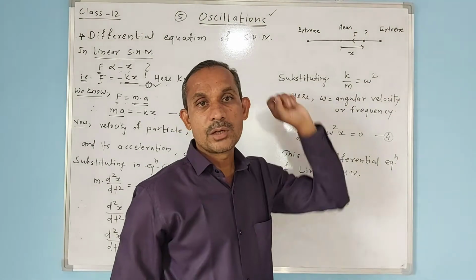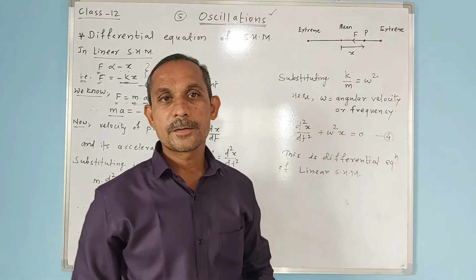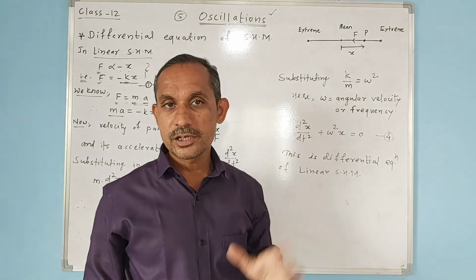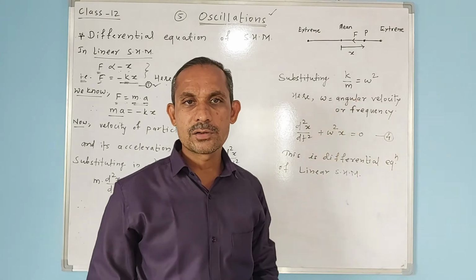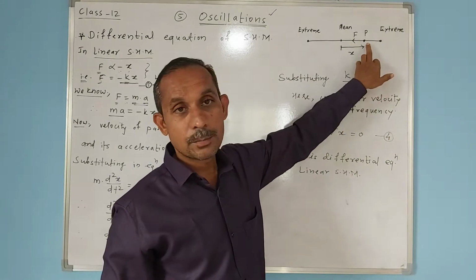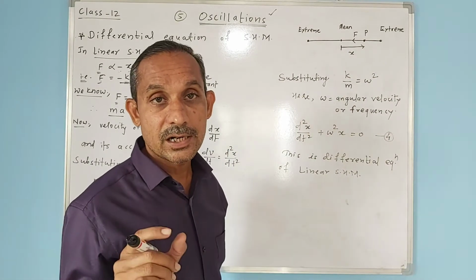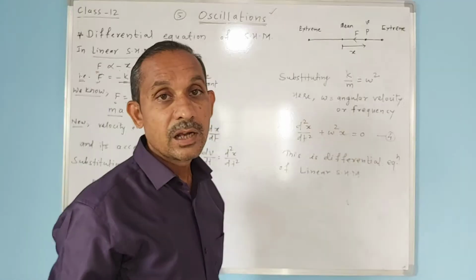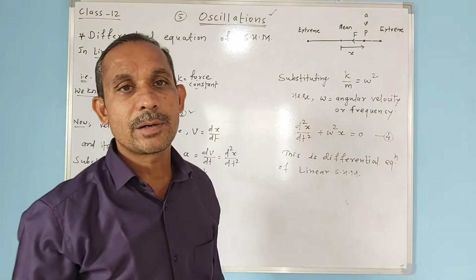In this simple harmonic motion, the particle is performing simple harmonic motion, and at every position the particle will have some velocity. But at different positions the particle has a different velocity. We have considered a single position P, where the particle has a certain velocity, v. Also there is acceleration. Acceleration is indicated by a.